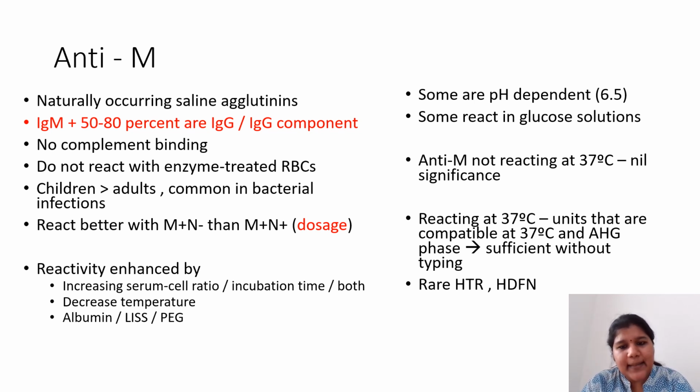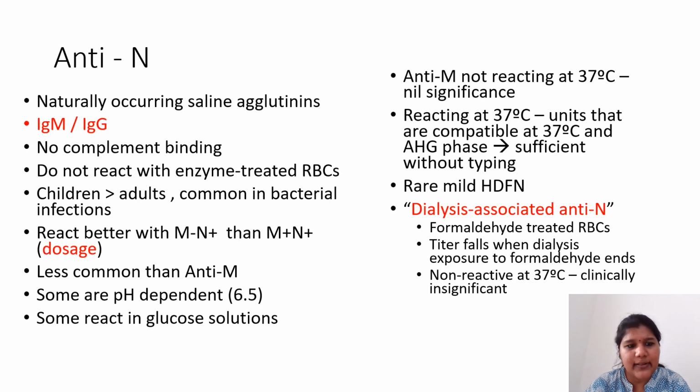Some of the anti-M examples are pH dependent, that is 6.5. Some react in glucose solutions. So anti-M that is not reacting at 37 degrees centigrade is of nil significance, and antibodies that react at 37 degrees centigrade are important. So units that are compatible at 37 degrees and at the AHG phase are important. They cause rare HDR and HDFN.